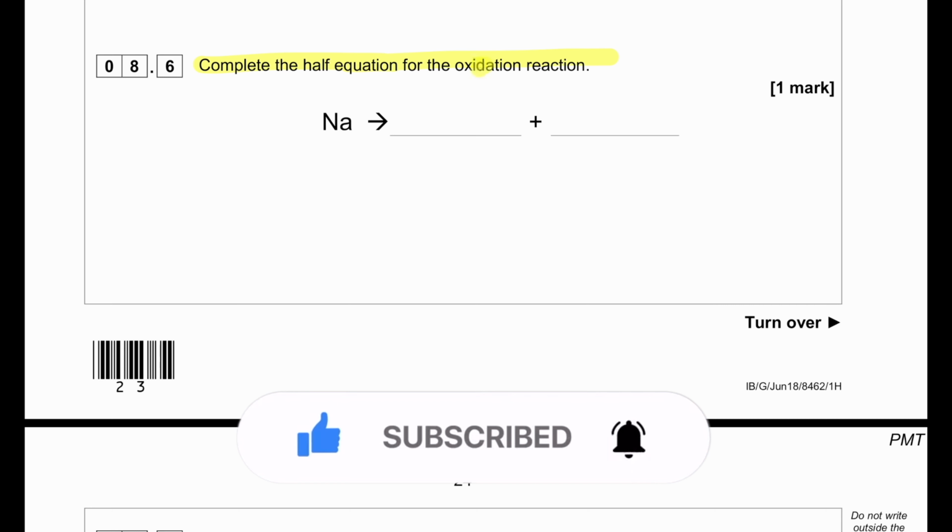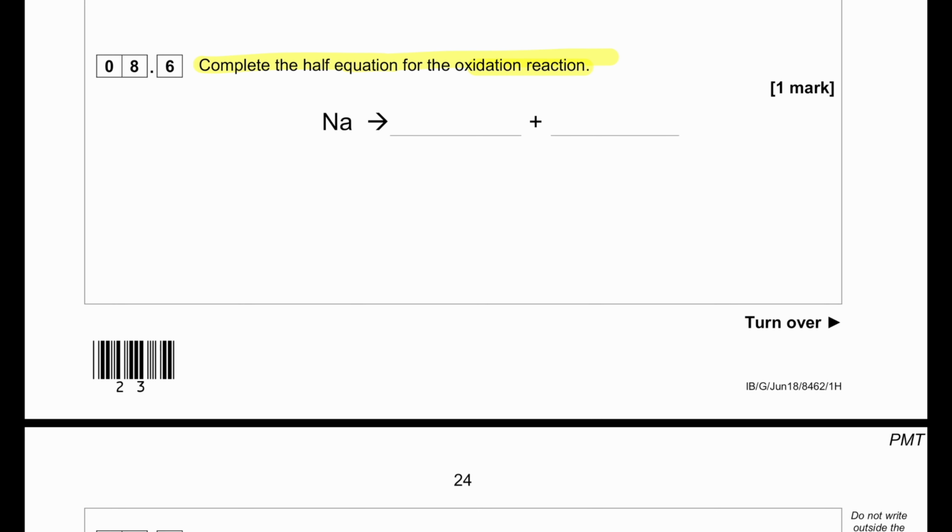Complete the half equation for the oxidation reaction. So when talking about sodium, sodium loses an electron and produces a sodium ion and gives out that particular electron.